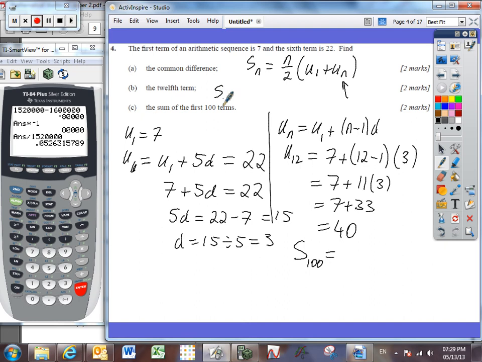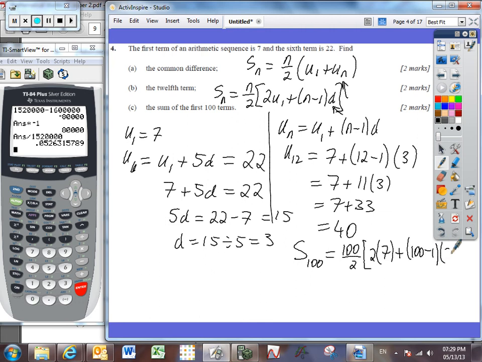There's another formula that I'm going to use here, which is n over 2, and then 2u1 plus n minus 1 times d, and this is the one that's useful if you already know what the common difference is. And since I know the common difference, I'm going to substitute into this formula. So my n is 100, so n over 2 is 100 over 2, times 2 times my u1 of 7, plus 100 minus 1 times 3.